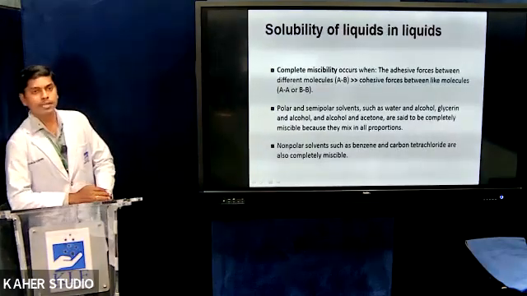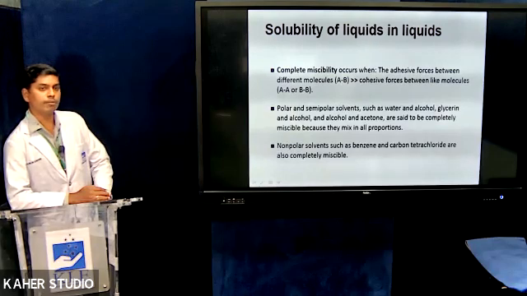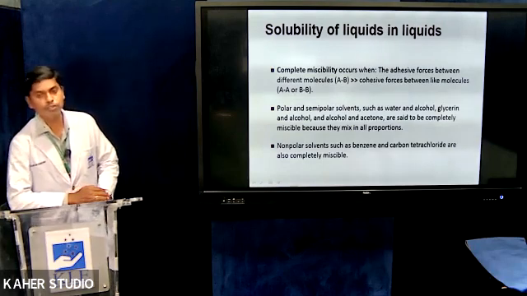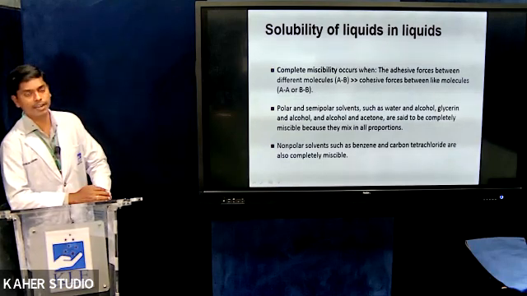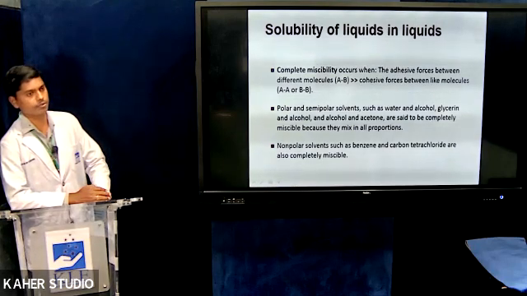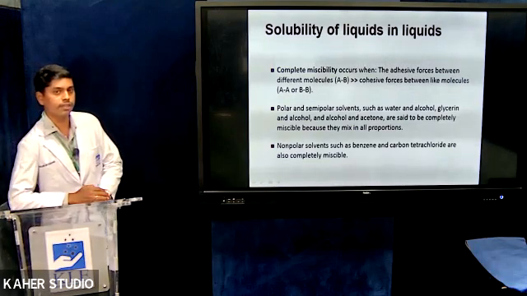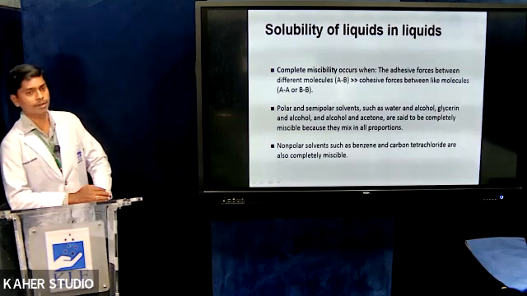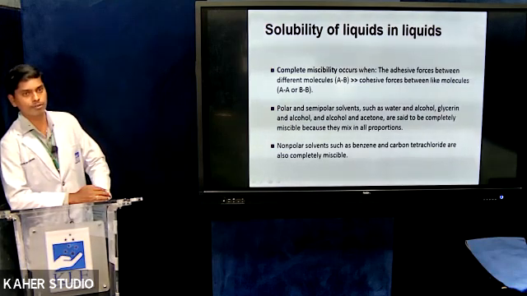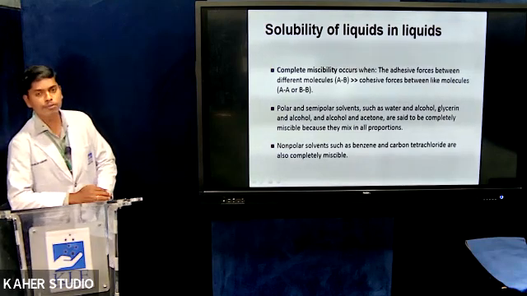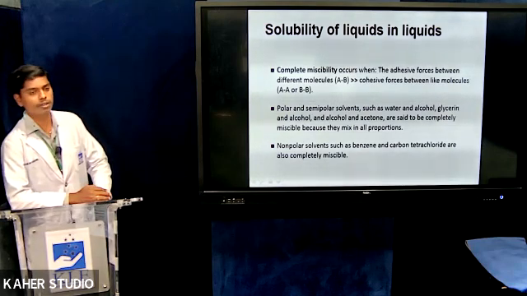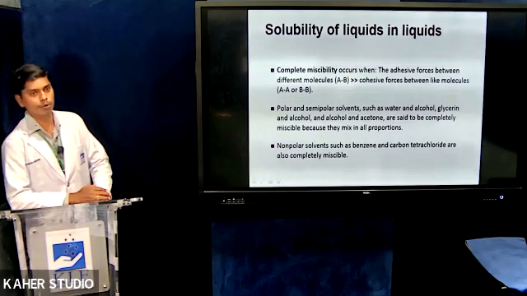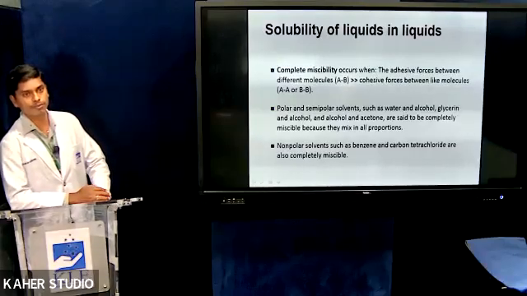Continuing with the solubility of liquids in liquids, when complete miscibility occurs, different forces are involved in the formation of the solutions, such as adhesive forces and cohesive forces. Adhesive forces act between unlike molecules, and cohesive forces of attraction act between like molecules. For complete miscibility of a solution, such as between water and alcohol, the adhesive forces between the different molecules are greater than the cohesive forces.